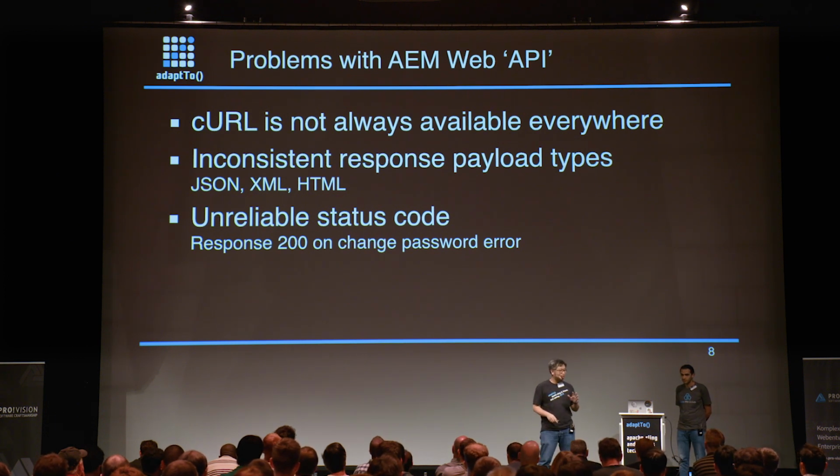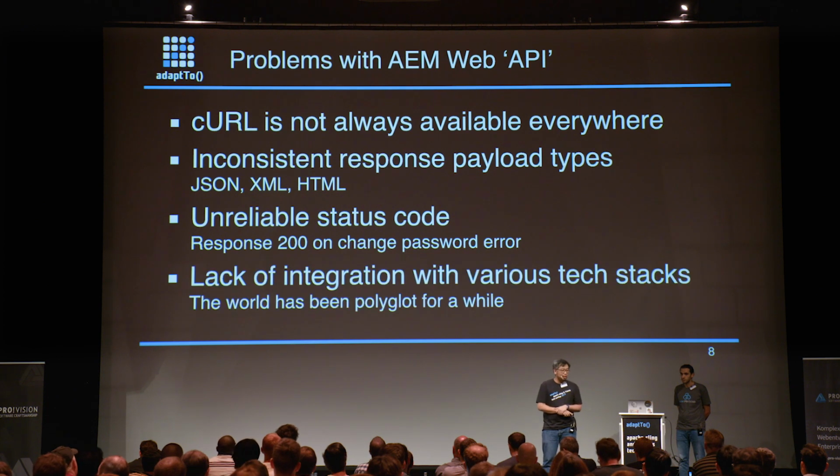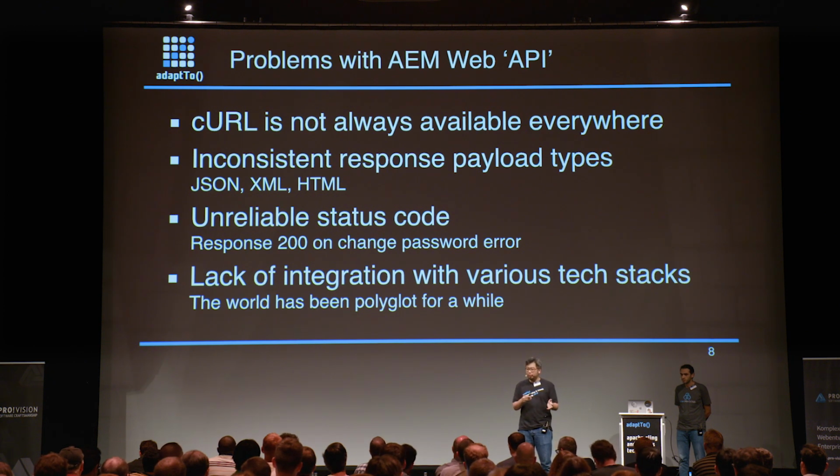So I'm sure this is a problem on the older one, but we had a change password endpoint that responds with status code 200 when there's an error. And we had to, I guess, parse the payload body to identify that it's actually really an error. And the other thing is the lack of integration with other technology stacks. So again, the various teams we dealt with use different tool sets, and just calling curls all over the places is not going to cut it.